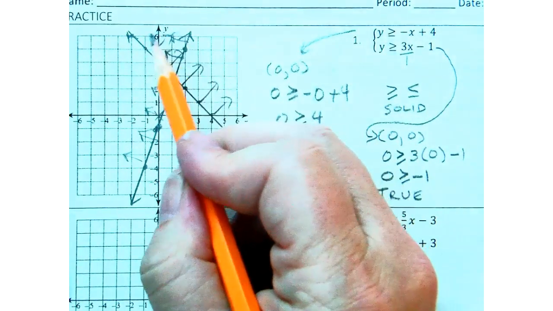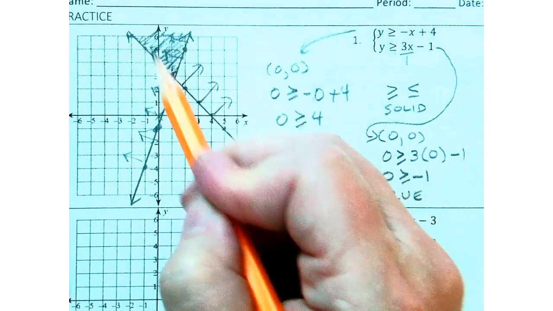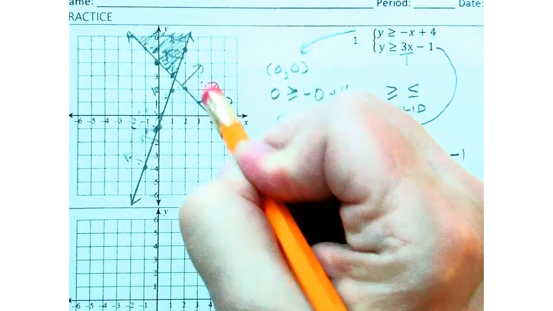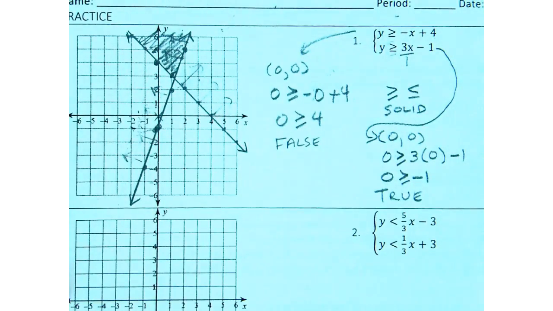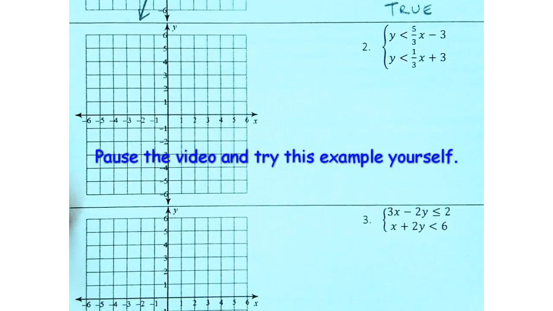Where the arrows overlap is the solution to the system. Darken the shading here. Erase the other arrows. The shaded area is our solution, and we have finished. Pause here and try this example yourself.